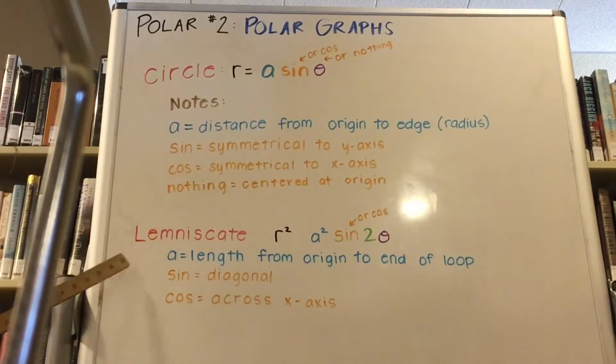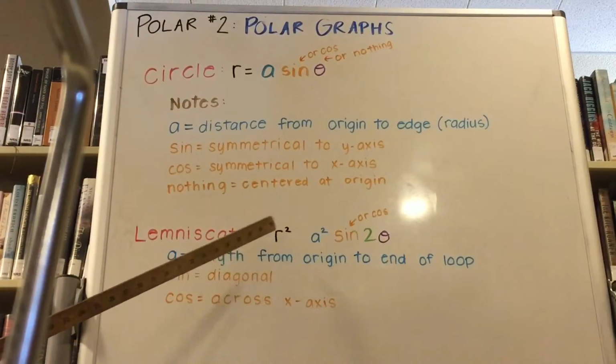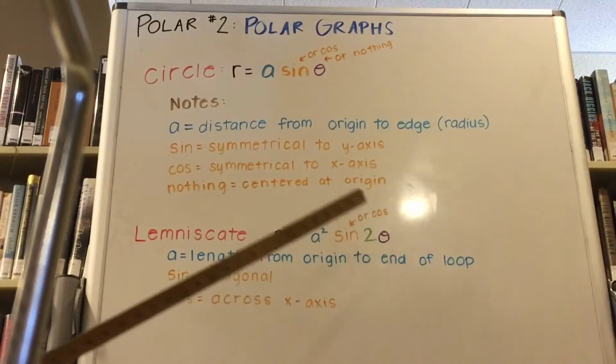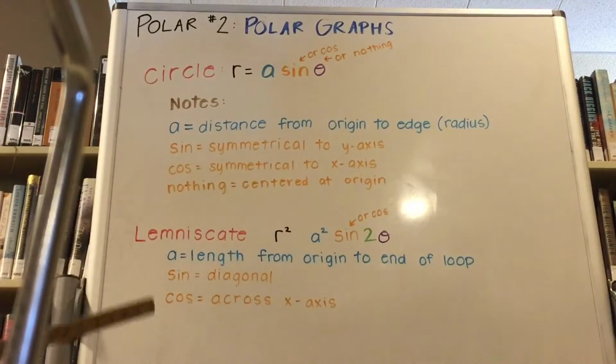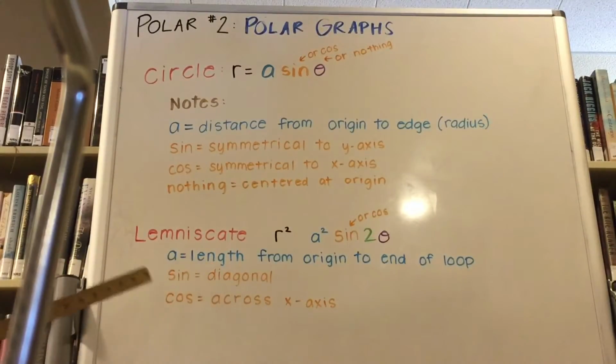The next thing is a lemniscate. This looks like an infinity sign. The formula is r squared equals a squared sine or cosine of 2 theta. To cover what these are, a is the length from the origin to the end of the loop. So it's the length of one loop of the infinity symbol.